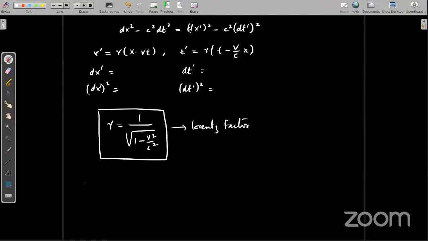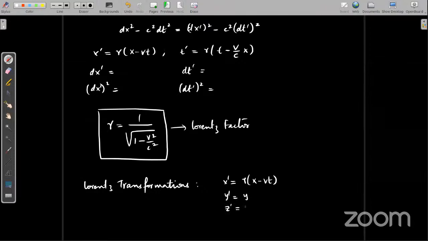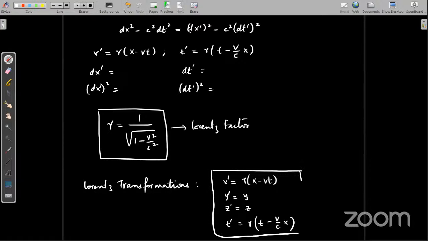This gives us the equations of Lorentz transformations. So we have x prime equals gamma times x minus vt. y prime remains the same. z prime also remains the same. t prime is given as gamma times t minus v over c squared times x. Of course gamma is written as 1 over the square root of 1 minus v squared over c squared. Now there are several things that you can notice here.